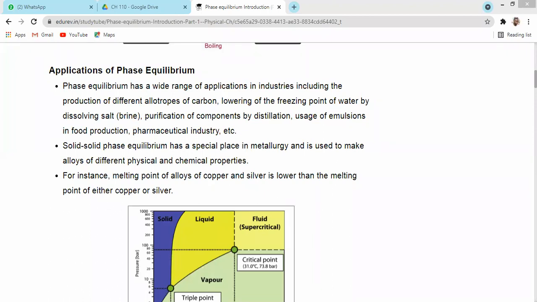And then solid-liquid phase equilibria has a special place in metallurgy. And the melting point of alloys of copper and silver is lower than that of the pure metals. So these are just applications.